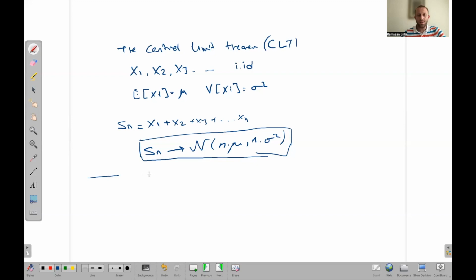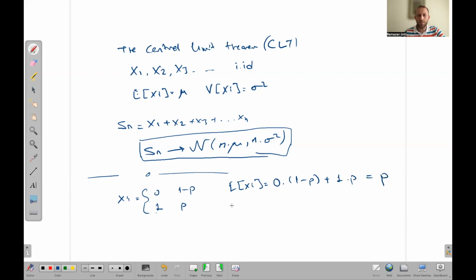So let's look at how this works for the binomial distribution. Let's say Xi has a Bernoulli distribution that can take two values, 0 and 1. Let's say 1 is success with probability p, and 0 is failure with probability 1 minus p. So what is the expected value of Xi? Simply 0 times 1 minus p plus 1 times p, right? So the expected value of X is p.